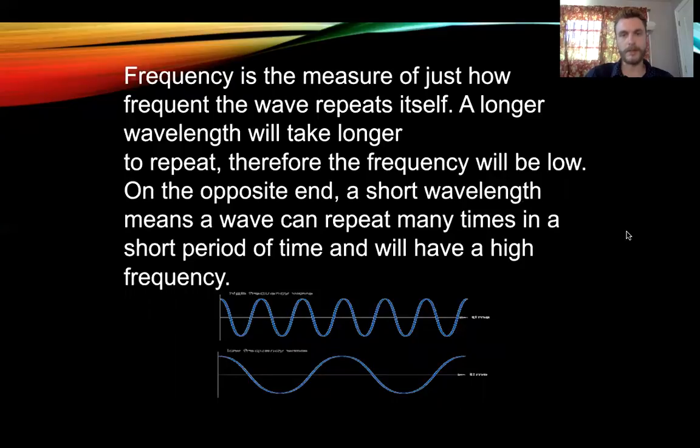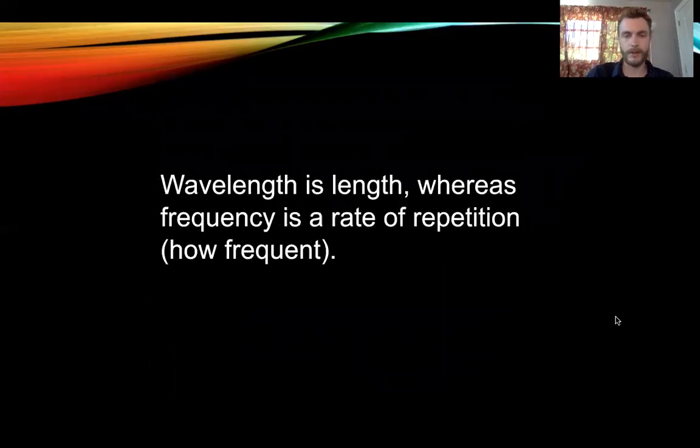Frequency, on the other hand, is a measure of just how frequent the wave repeats itself. A longer wavelength will take longer to repeat. Therefore, the frequency will be low. Repetition is low, frequency low. On the opposite end, short wavelength means they're closer together, and it means a wave can repeat many times in a short period. It has a high frequency, of course. So wavelength is length, whereas frequency is a rate of repetition, or how frequent.